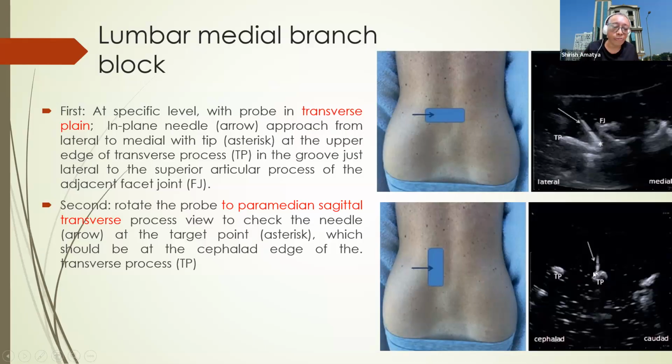To relieve the facet joint problem, we have to block the median branch at two levels, the same level and one level above, to effectively block the medial branch and relieve the facet pain in case of chronic low back pain secondary to facet joint arthropathy.